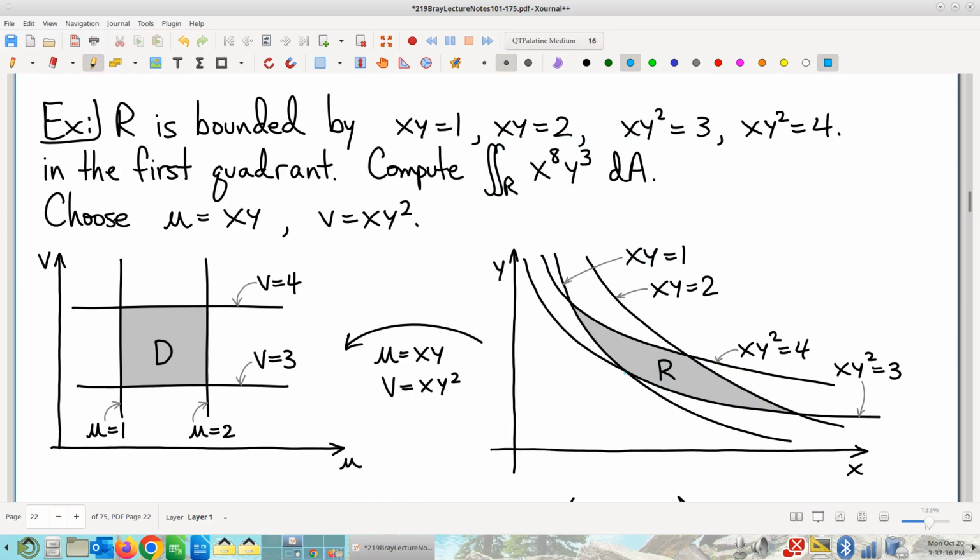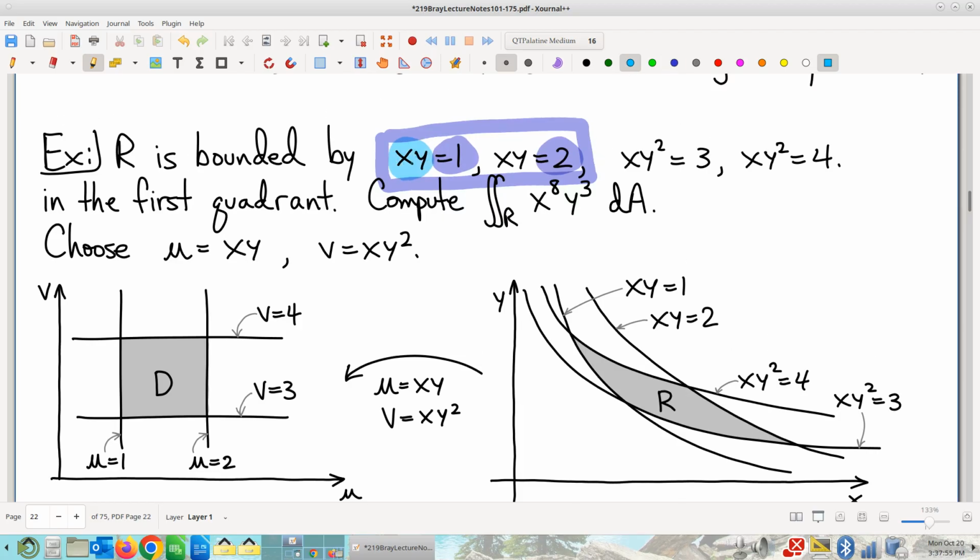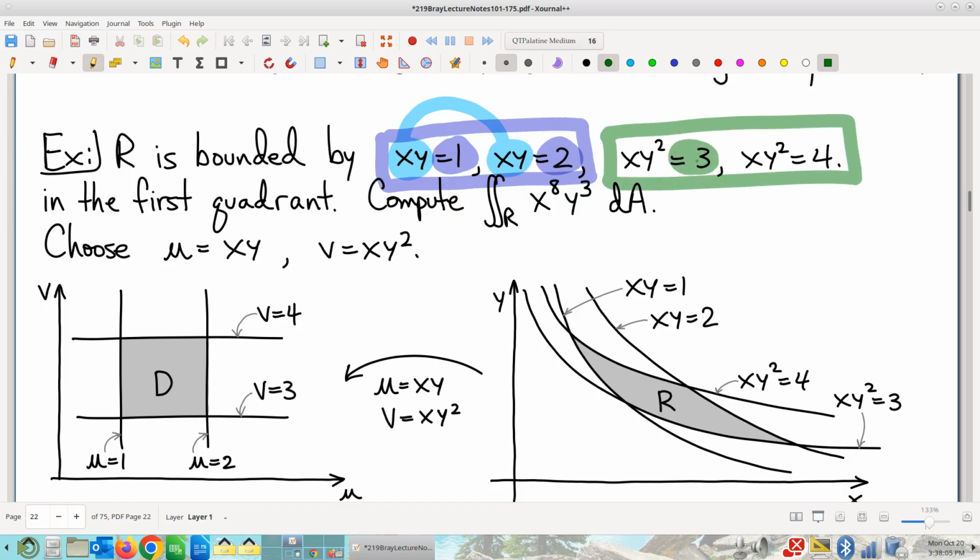Here's the trick, and just follow the trick. It's very clever. It's very particular. If two of your curves are level sets of a particular function, right? Notice these first two curves are level sets of the same function, xy. And if the other two of your curves are level sets of another particular function, in this case xy squared.